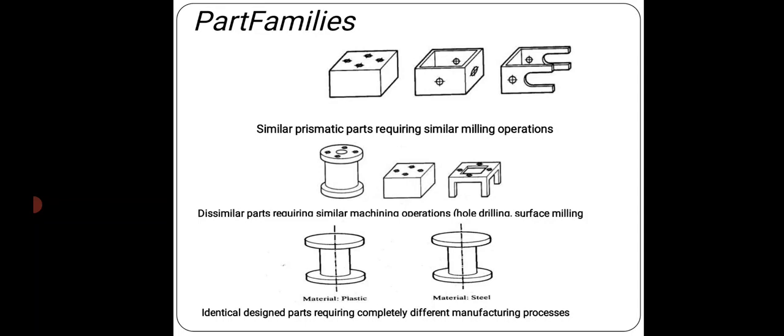Third diagram, identical design parts requiring completely different manufacturing processes, but the shape of the object is the same. You can see this shape, that means this diagram is design based group technology. But the material in the first diagram is plastic, the second one is steel. So manufacturing attributes will change, but only the design attributes are similar.